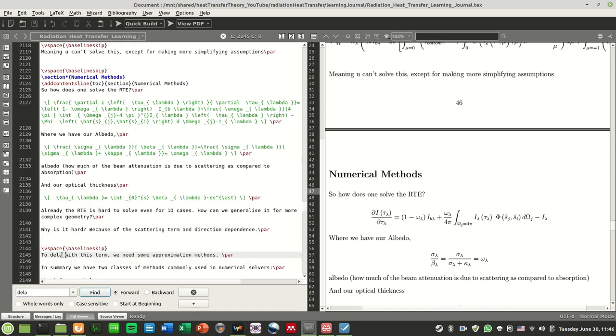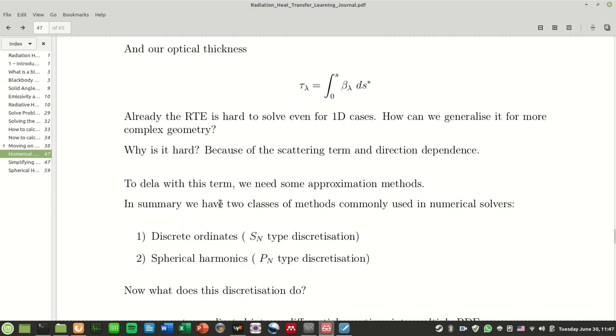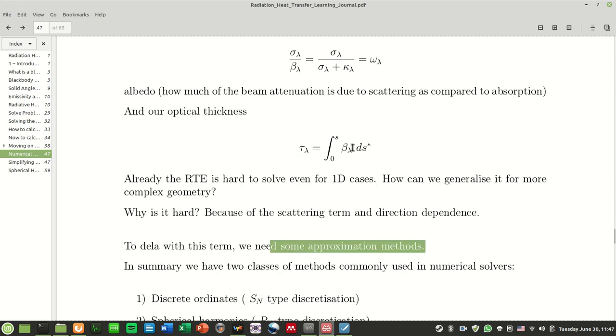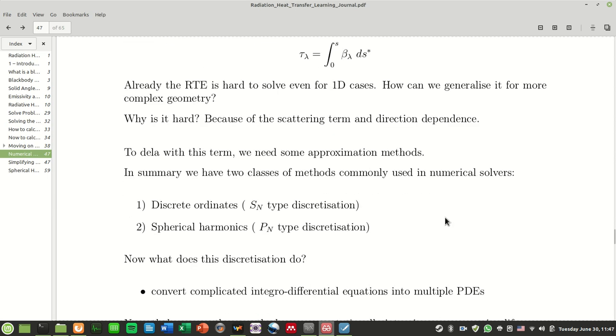Okay, so I need to deal with this term. So I will make corrections later. To deal with this term, we need some approximation methods to help us approximate this integral. And in summary, two of the most popular classes of methods are called the discrete ordinates method, sometimes called SN, SN being the name of the method. And we have the spherical harmonics method, which is called PN methods.